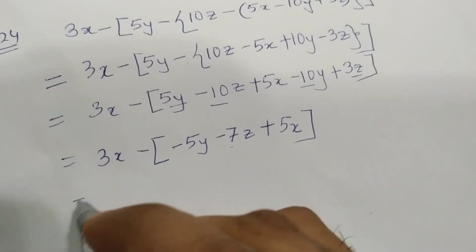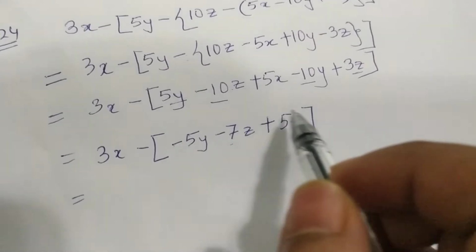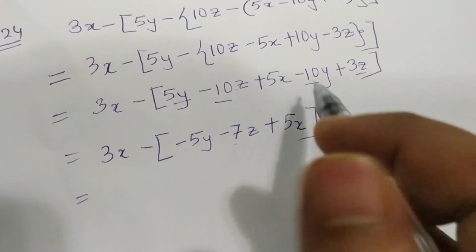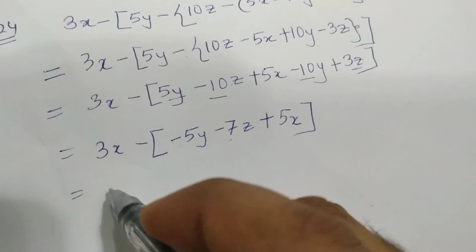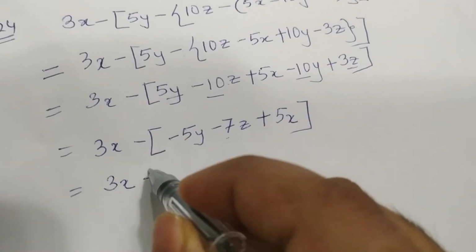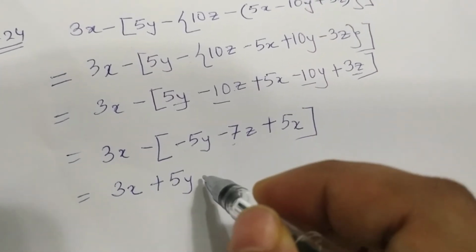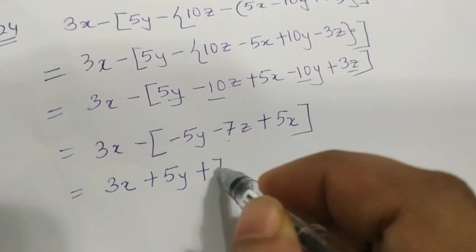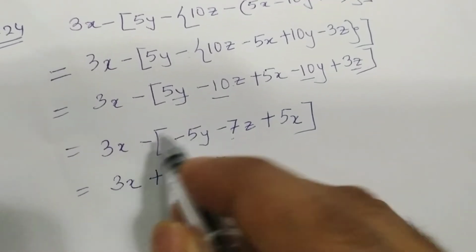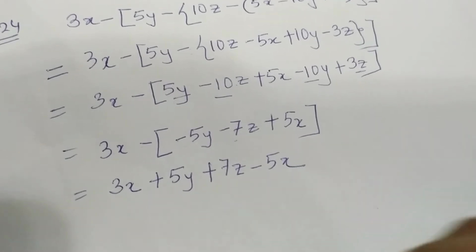Now the last one, I need to subtract this minus with all of the terms within the third bracket, and then we can remove the third bracket. So equals to 3x, minus into minus is plus, so plus 5y, minus into minus 7z is plus 7z, and minus into plus is minus 5x.